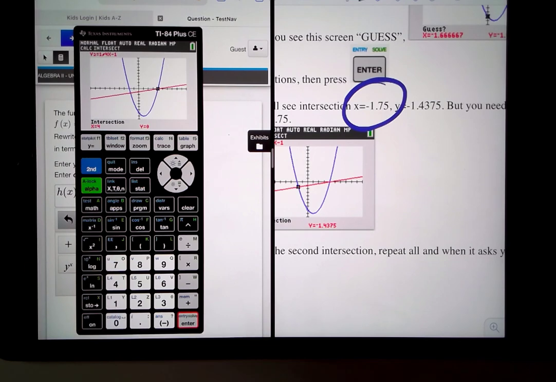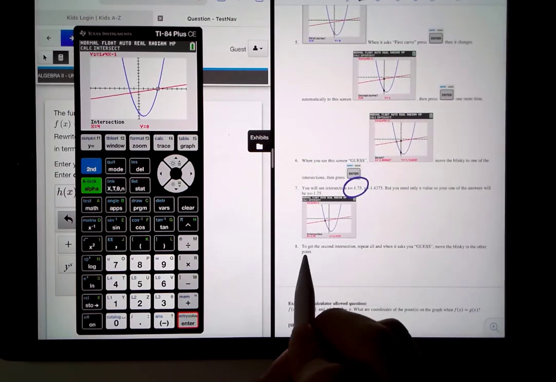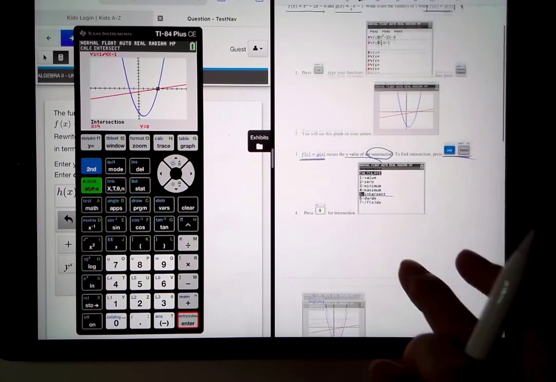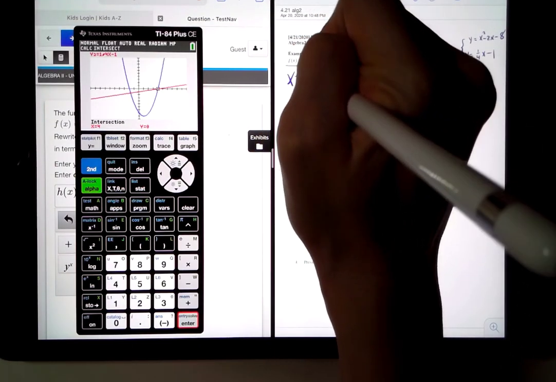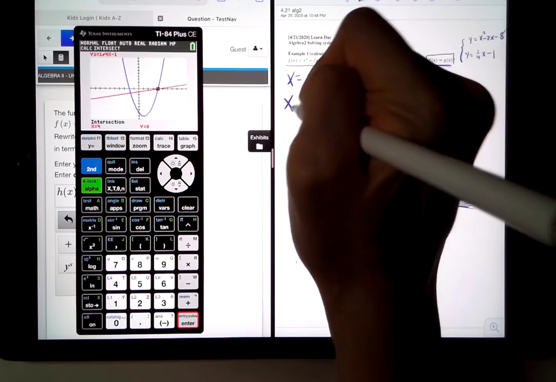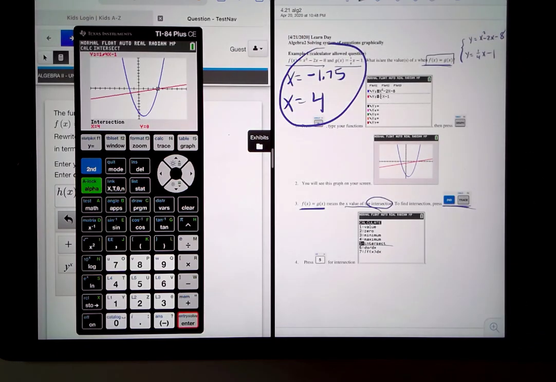But we just want to know the x coordinate. So you just answer 4. So to get the second intersect, you need to repeat. I repeat it, and then I got 4. So my answer for example 1 is x equals negative 1.75 and x equals 4. Like this. That's it. Okay.